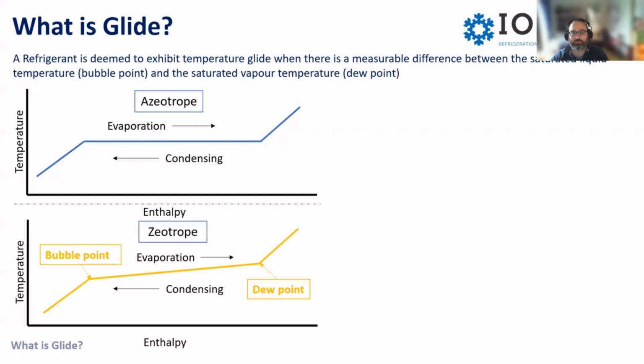Now, here's another graph showing how a zeotrope reacts. As we evaporate, our average temperature increases, and as we condense, the reverse occurs. The bubble point is on the line of saturated liquid, and that's defined as the first bubble to appear when we start to boil. And the dew point is on the saturated vapor curve, and this is the first dew to appear when we condense.